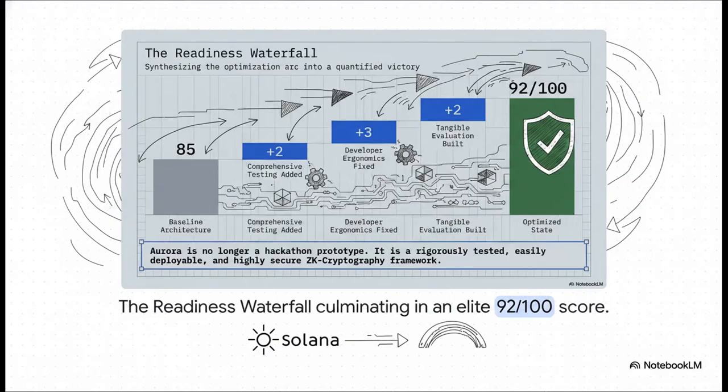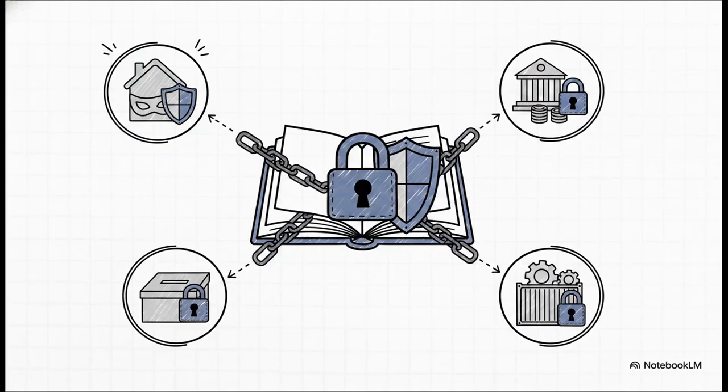So, as you can see, every single strategic intervention stacks up in this readiness waterfall. From that comprehensive testing we talked about to the unified makefile and the tangible demos, they all stack together to transform what was just a basic hackathon prototype into a rigorously tested production-grade framework. And it all culminated in a massive final readiness score of 92 out of 100. This foundation is absolutely incredibly powerful because it genuinely opens the door to some massive real-world applications.